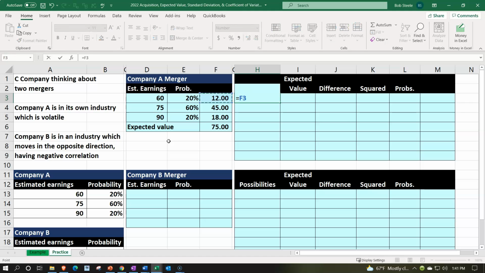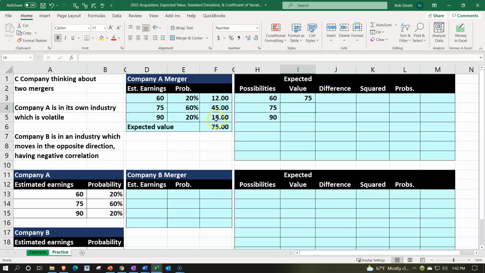So we're going to pick up our possibilities again, which are going to be 60, 75, and the 90. And then I'm going to compare that to our expected value, which once again is kind of like the average when you're thinking about these kinds of statistical analysis. That's going to be the 75, or the mean. It's probably a more statistical term.